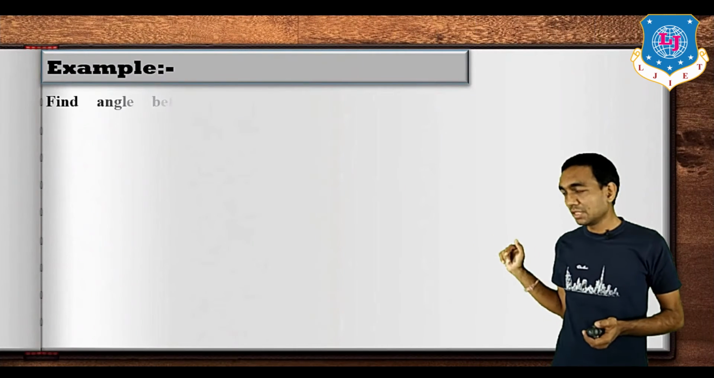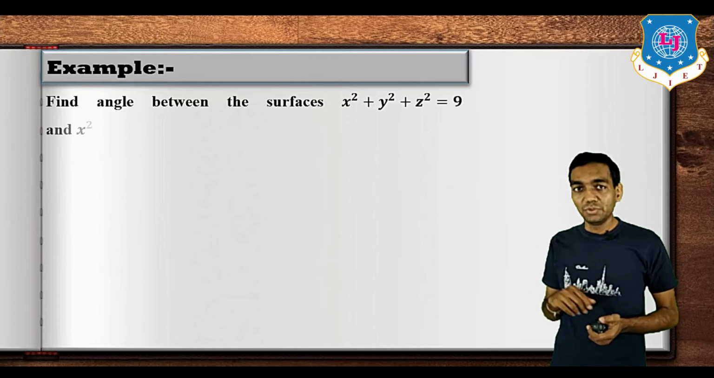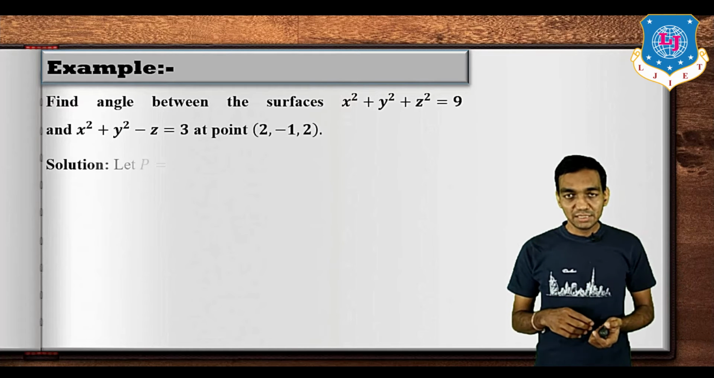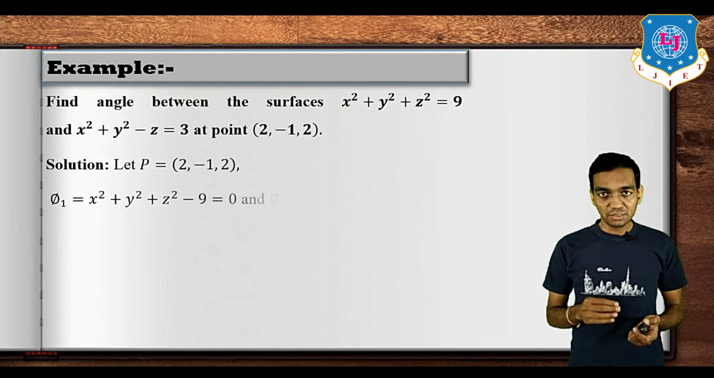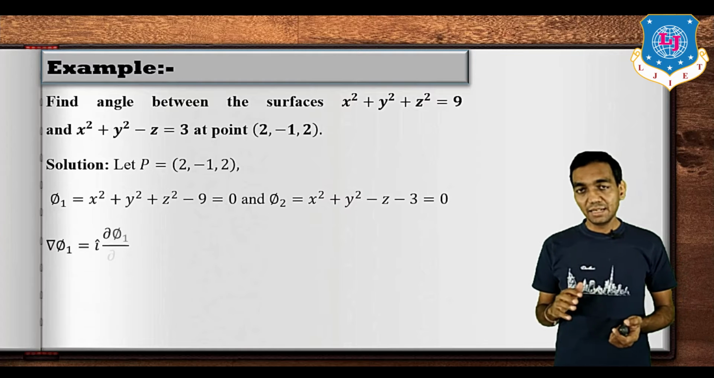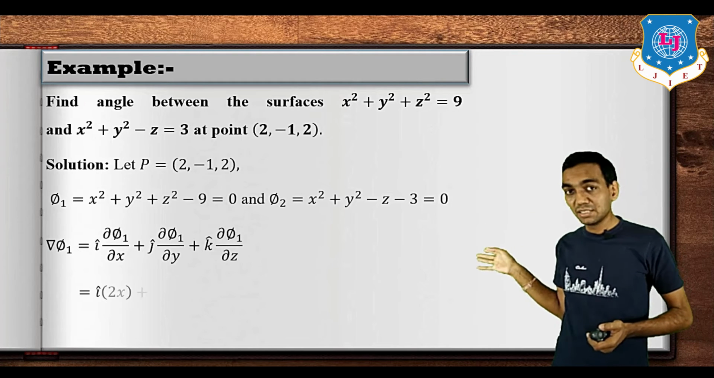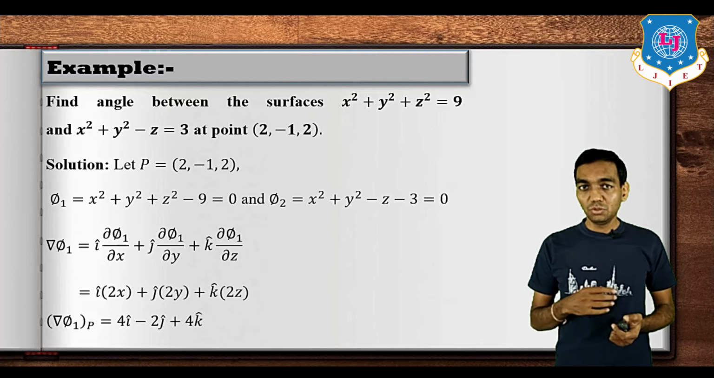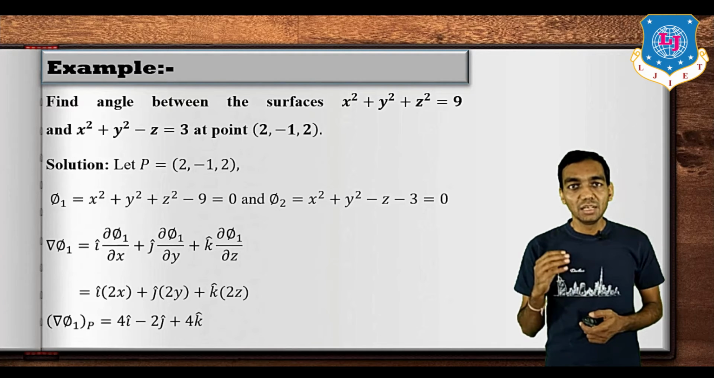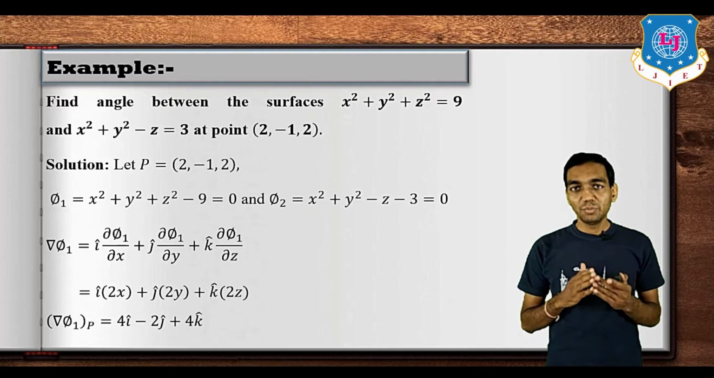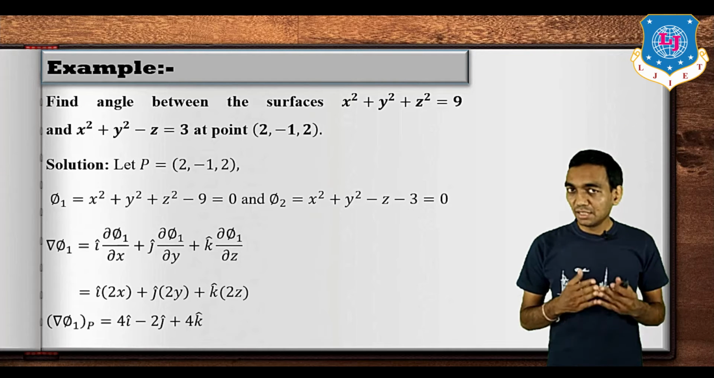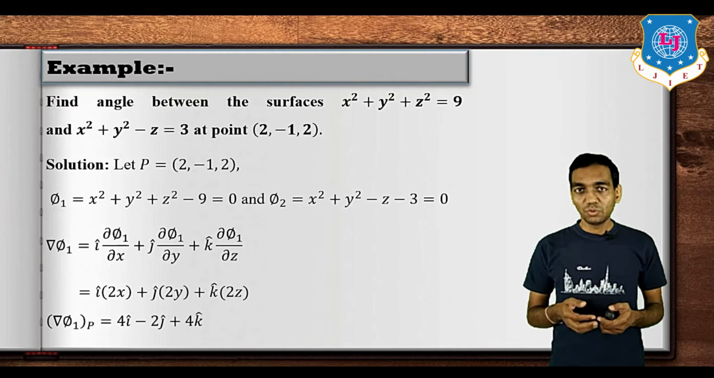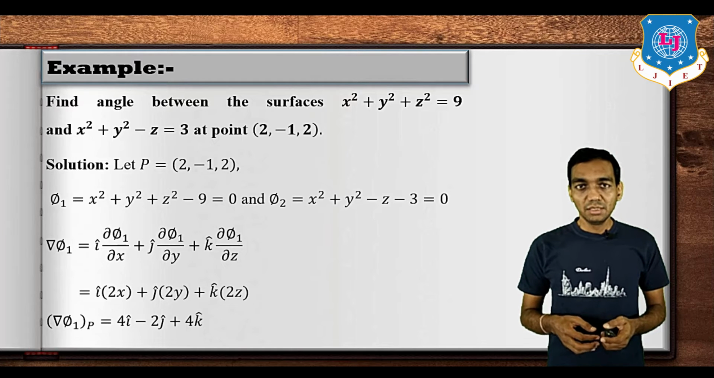Now we are going on to another example. Find the angle between the surfaces x square plus y square plus z square is equal to 9 and x square plus y square minus z is equal to 3 at the point 2, minus 1, 2. Now see, if you have to find the angle between any surfaces, then we simply use the formula of cos theta.